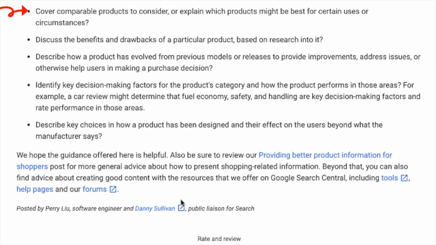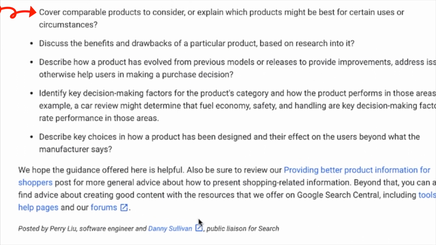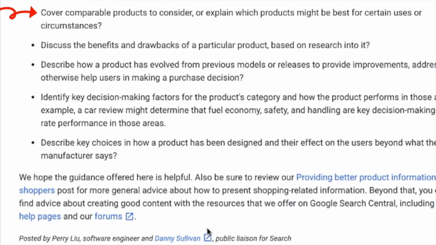Okay, they've got: cover comparable products to consider, or explain which products might be best for certain uses or circumstances. Again, depending on the reader's circumstance or the problem that you're trying to solve, you would describe the specific purpose, persons or situation that the product best solves. That's something that I teach anyway, but you most definitely have to be explaining what specific purposes the product solves and who it's for.